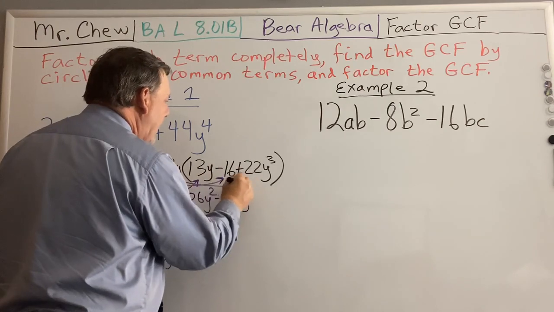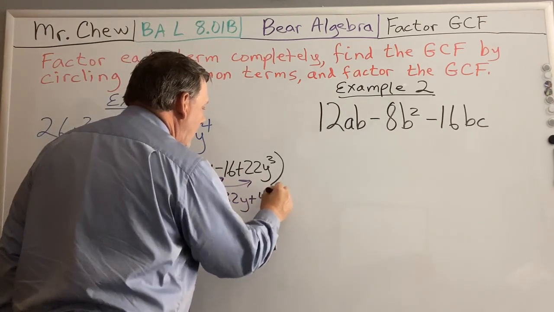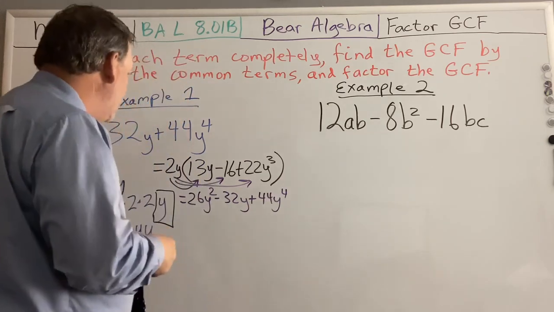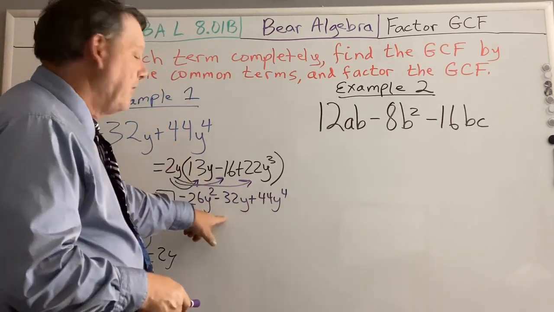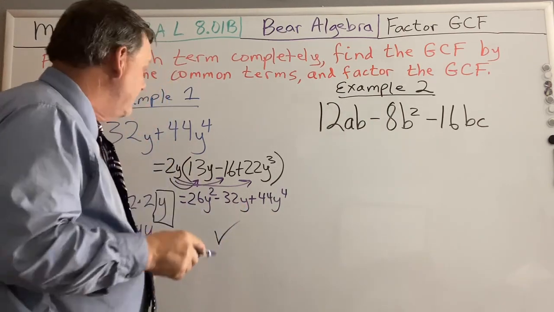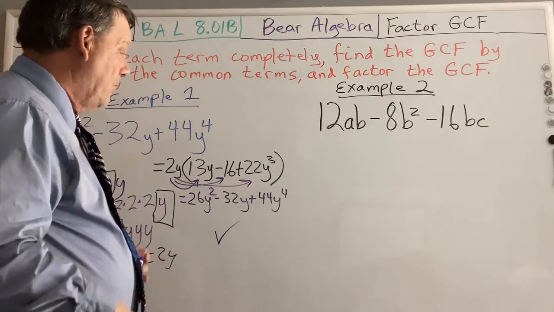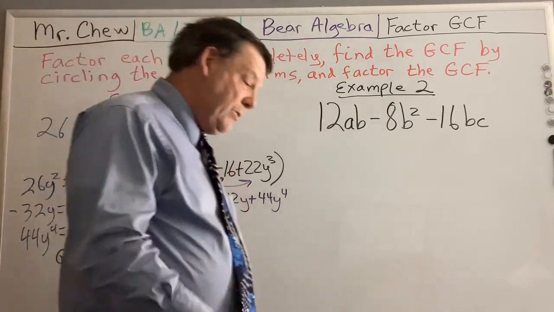And then 2y times 2y to the third is 4y to the fourth. And look, this number and this number are the same, which means you did it right. Okay? All right, so now we'll move on to example 2.